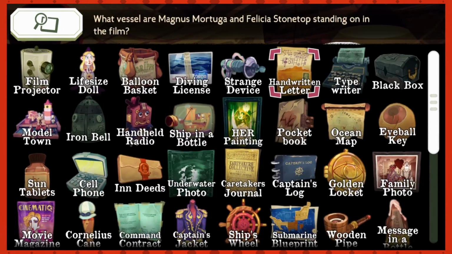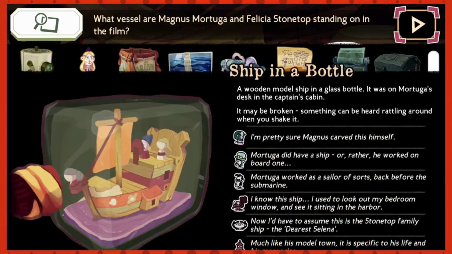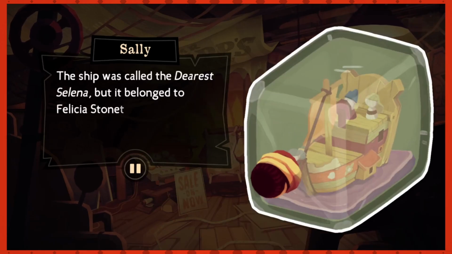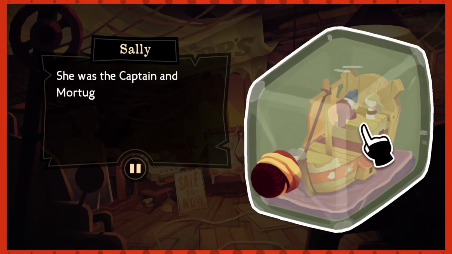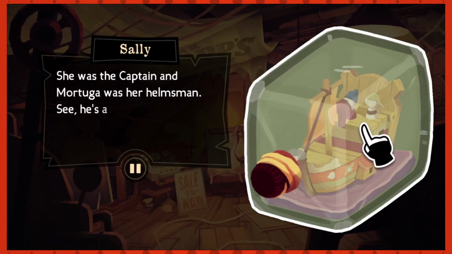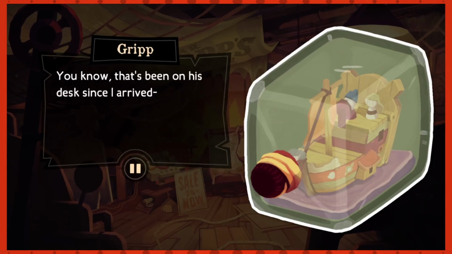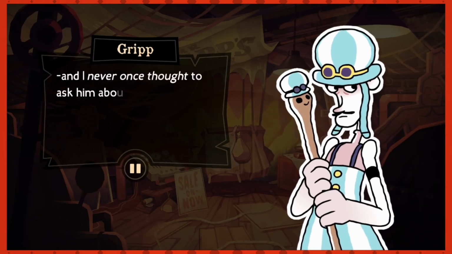What vessel are Magnus Mortuga and Felicia Stonetop standing up in the film? This. The ship was called the Dearest Selena, but it belonged to Felicia Stonetop. She was the captain and Mortuga was her helmsman. See? He's at the top there, manning the wheel. You know, that's been on his desk since I arrived, and I never once thought to ask him about it.